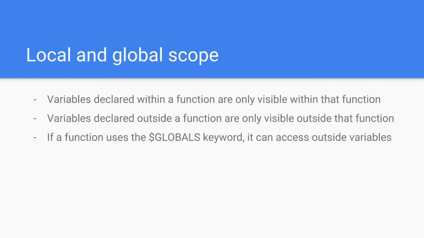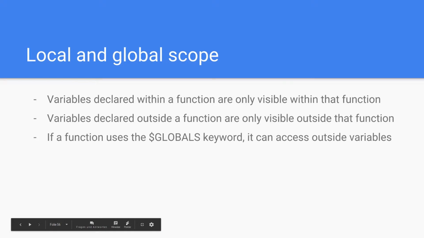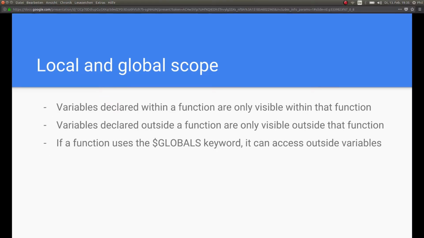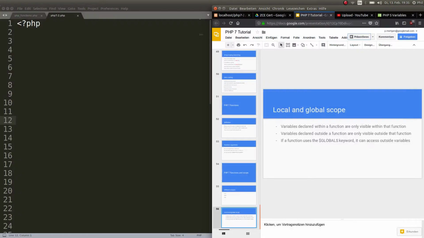Local and global scope. Variables declared within a function are only visible within that function. Okay? And same thing goes for variables declared outside a function. They are only visible outside that function. And if you use the global keyword, you can access outside variables in a function. Okay? Now let's see in practice what that means, because it's always important to get some practice done here.